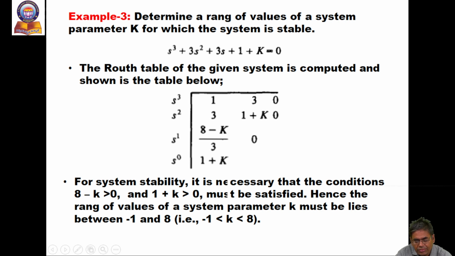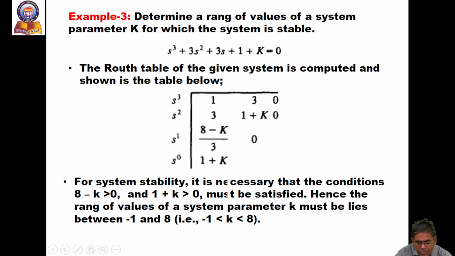The coefficient of S cubed is 1, and the coefficient of S is equal to 3. The other one is 0. The S square coefficients are 3 and 1 plus K. Then find the remaining elements in the Routh-Hurwitz table. 3 into 3 is 9 minus 1 plus K, divided by 3, gives 8 minus K by 3, and 0. The other is 1 plus K.